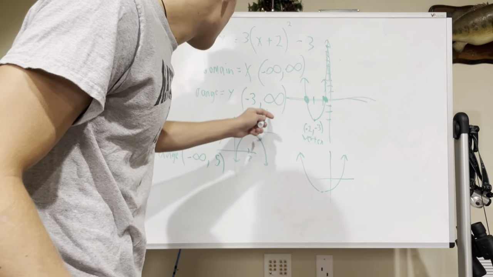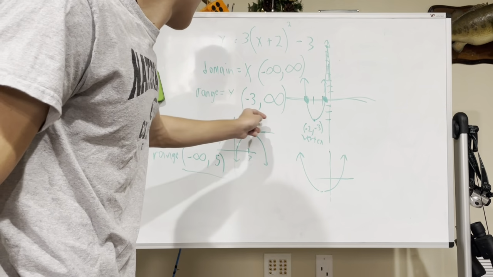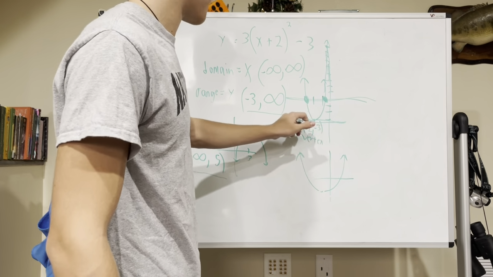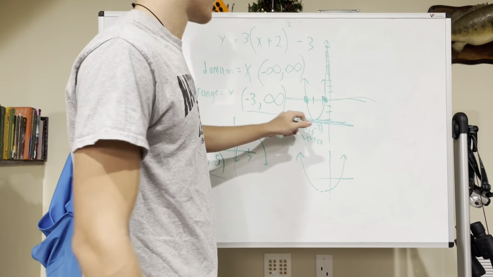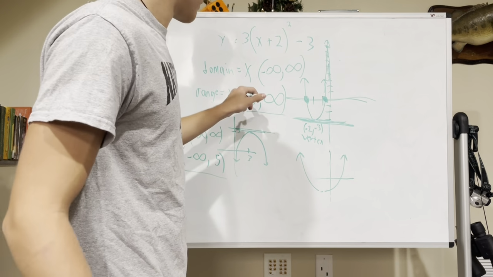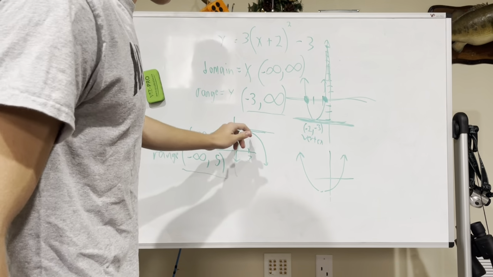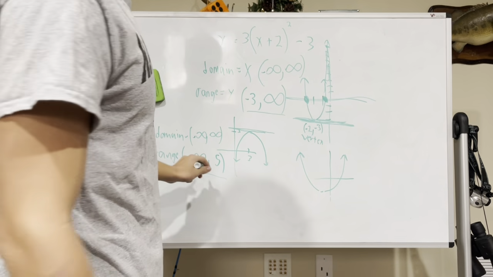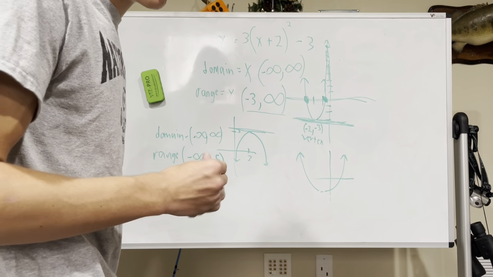Now, the difference between this range and this range is that the lowest number is its stopping point. It stops right here as its lowest number and it goes up infinitely. So negative 3 to infinity. But this one starts off at its tallest number and then goes down infinitely. So negative infinity to 5.